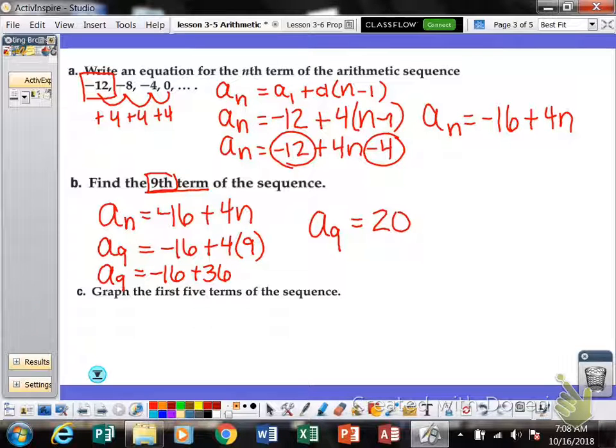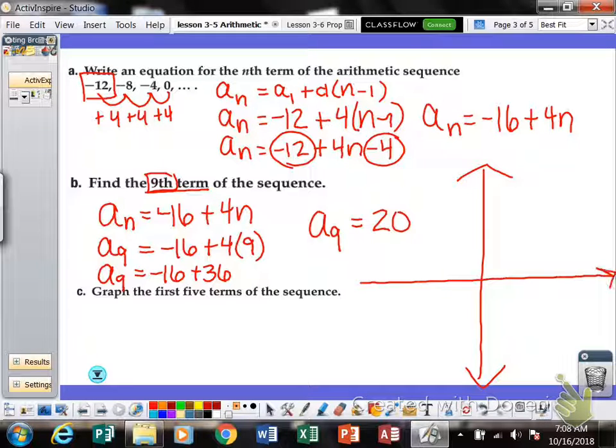And now graph the first 5 terms of this sequence. So the first 5 terms, so we just need a graph. Okay, so if we were to graph this, x is going to represent our terms, and then the y would be the value of that term. So the first term is negative 12. So 1, 2, 3, 4, 5, 6, 7, 8, 9, 10, 11, 12. So right about there, negative 12.